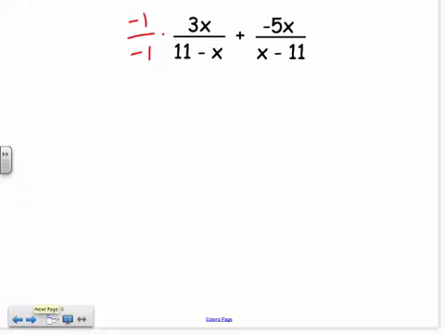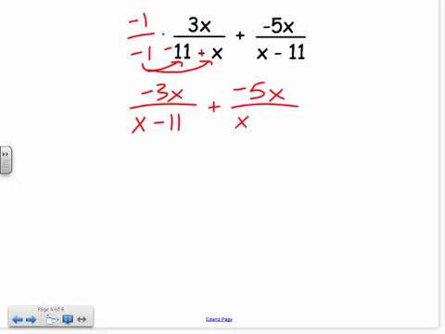Let's see what this turns into. Well, up top I have a negative 3x. On the bottom, I just distribute. So I'm going to end up with a negative 11 and a plus x. Well, if I flip them around, a positive x and a minus 11, now I have the same denominator, don't I?